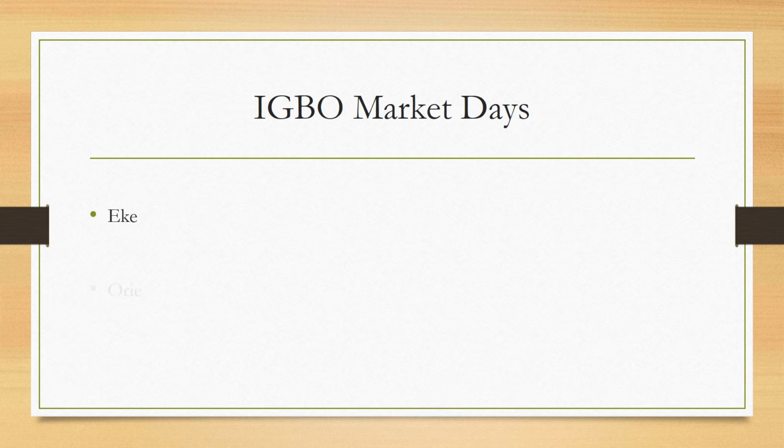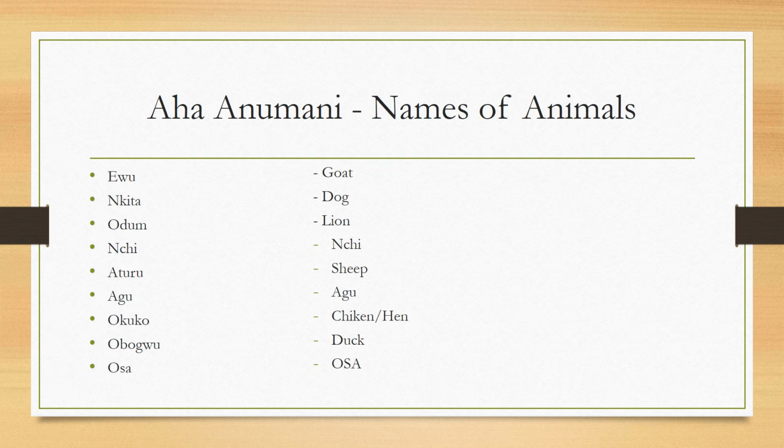Eke, Afọ, and Nkwo. Now, these are the traditional old market days. It's made up of 4 market days.